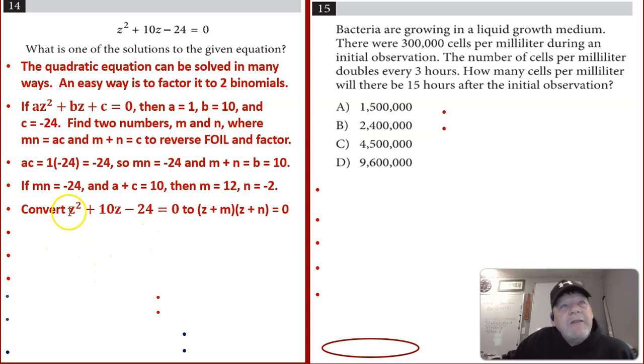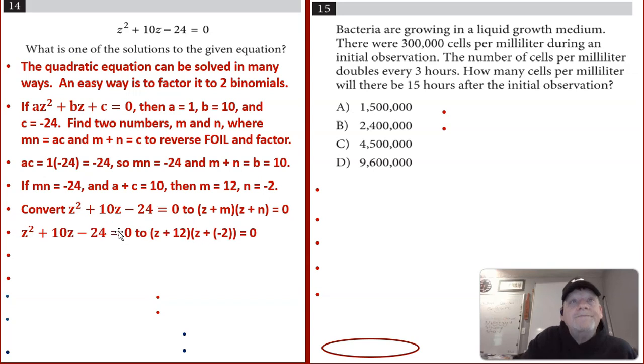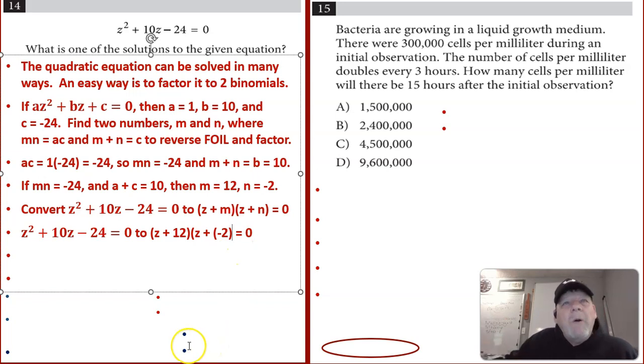So I am going to take the z squared plus 10z minus 24 equals 0, and I'm going to take my z plus 12 times my z plus negative 2 and set that equal to 0. Well, once you have that set equal to 0, then there is a rule that says that if that equals 0, the plus and negative 2 would end up being minus 2.